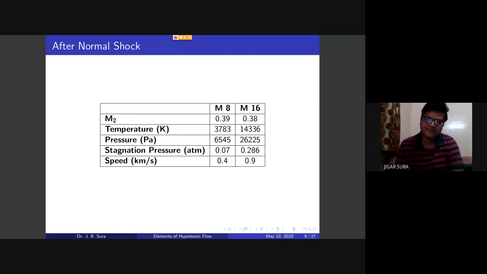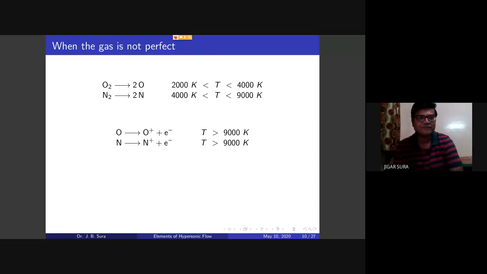If we say 14,000 Kelvin or 3,700 Kelvin, there is no metal which can survive this much temperature continuously. At that time, the Almighty, nature, comes to our help. What happens? When you increase the temperature, the gas does not remain perfect. Our air does not remain perfect air. What happens once you cross 2000 Kelvin? O2 becomes 2O. Remember, you need oxygen molecules to burn the fuel. You don't need oxygen ions or oxygen as individual atoms. So from 2000 Kelvin to 4000 Kelvin, O2 will become 2O.